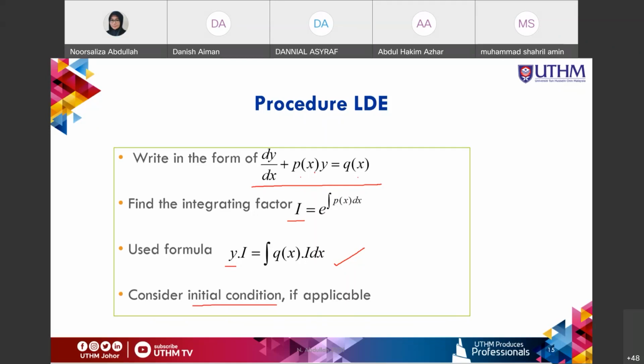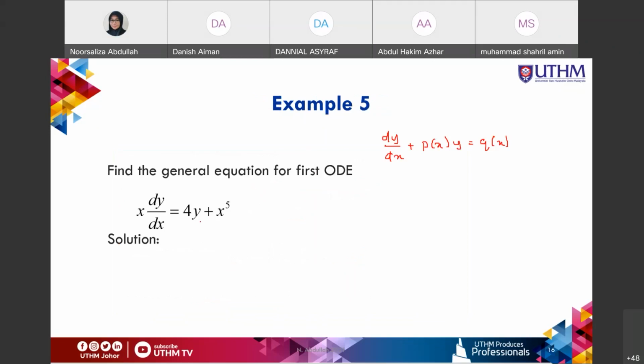Okay, bila dah susun? So macam mana nak susun ni? Now you have a x dy over dx. For y, awak bring to this side, betul? Y kat sebelah sini kan? Awak bawa ke sini, dia akan jadi minus. Minus 4y equals to x kuasa 5.